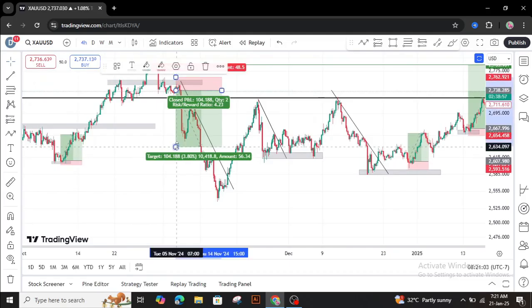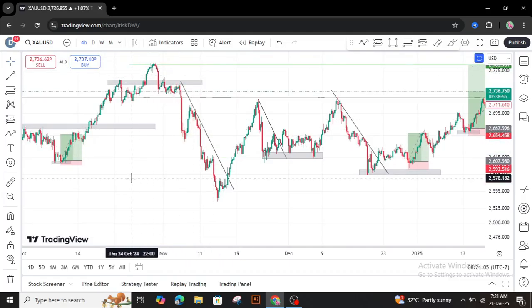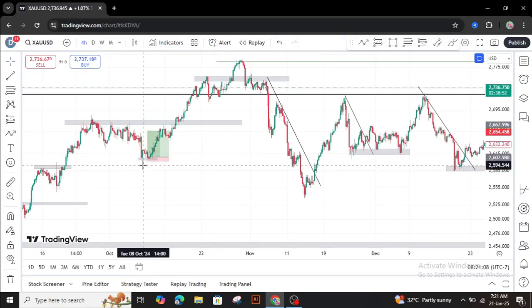I didn't take this trade, so let me remove it. I didn't take this trade. I usually don't sell, I buy. Okay, so look at this one. You can take a buy position.